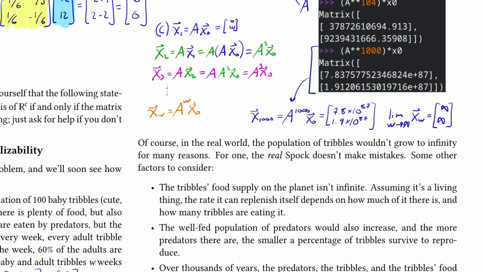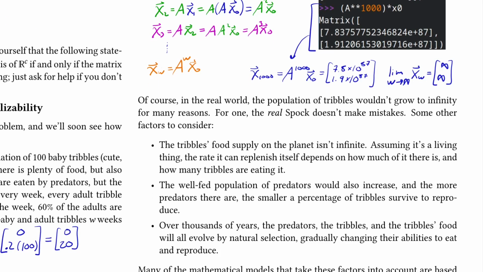Okay, so a few things to notice about this. If this was an actual alien planet and if Star Trek was real, then the population of tribbles wouldn't grow to infinity for a bunch of reasons. The most obvious one is that the food supply on the planet is not infinite. Eventually, the food supply is going to get lower. Some of the tribbles are going to starve, and the food will hopefully replenish itself if there isn't a complete ecological collapse. But that's another thing. The tribbles' food supply itself depends on how many tribbles there are eating it. So that could be another variable in this difference equation.